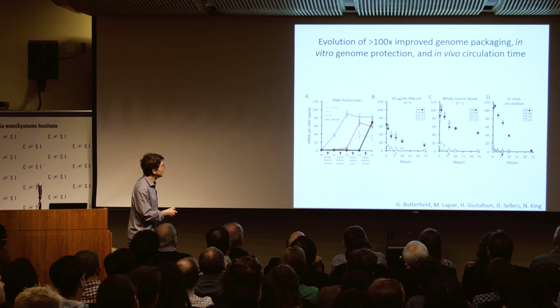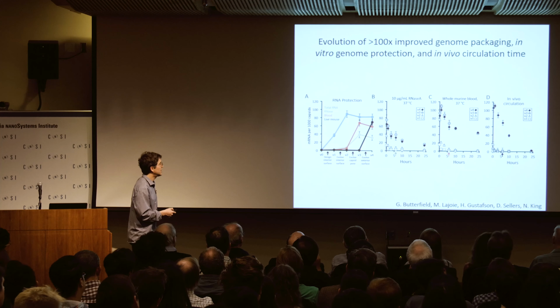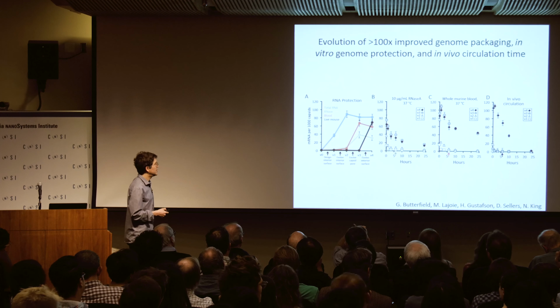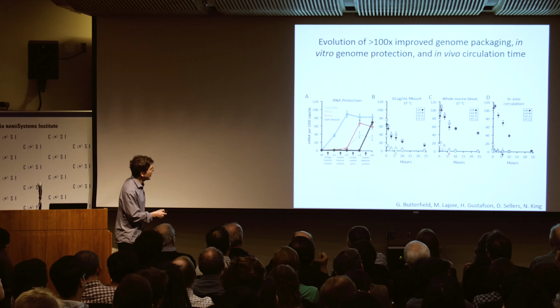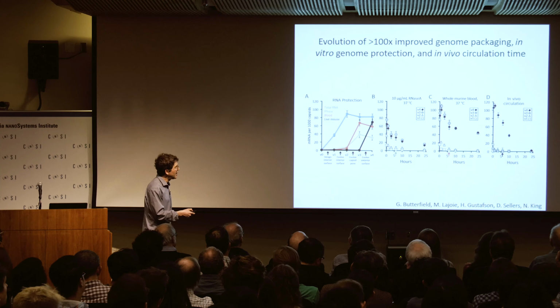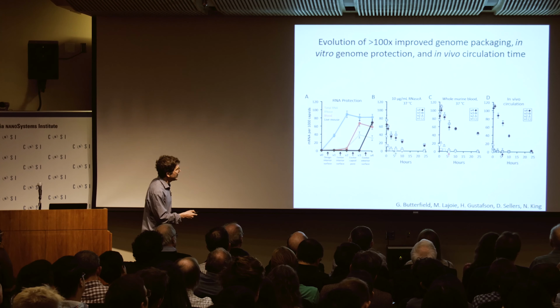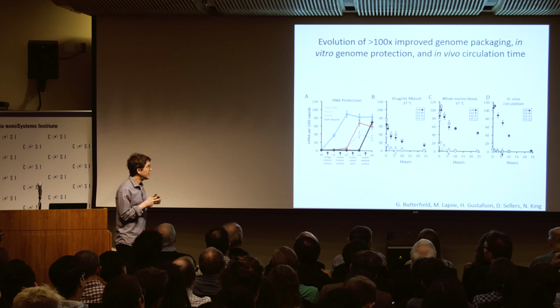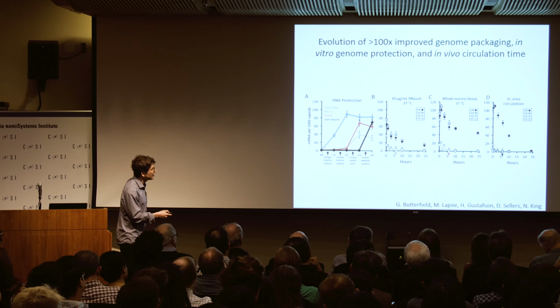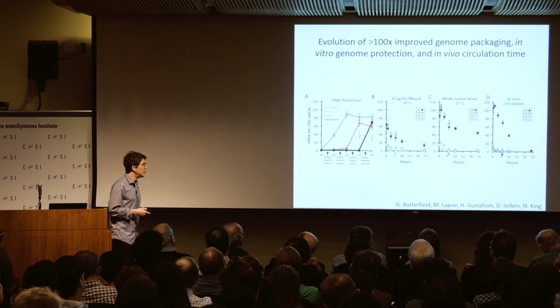The properties we tried to evolve were first just packaging of the RNA itself. We were able, after just a couple rounds of evolution, to greatly increase the amount of RNA packaging up to the level in AAV vectors. And then lifetime in blood and protection against ribonuclease. And then finally, the final selection was for particles that could circulate for long lengths of time in an animal. And you can see that this final design we made was stable for a very long time in circulation, much, much longer than any of the previous generations.